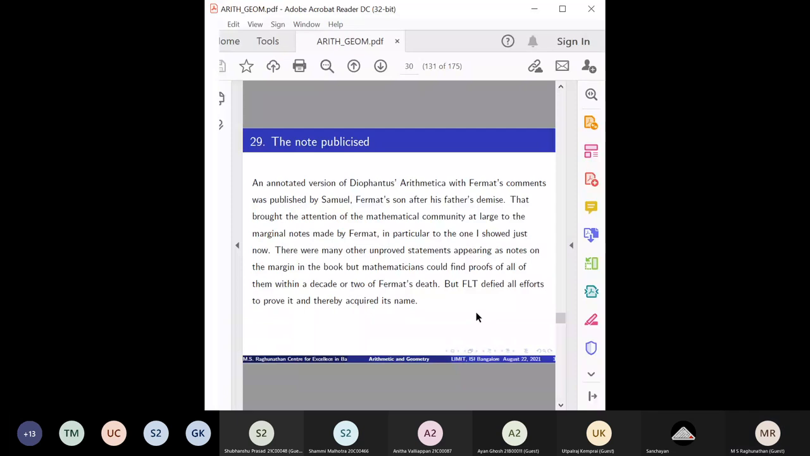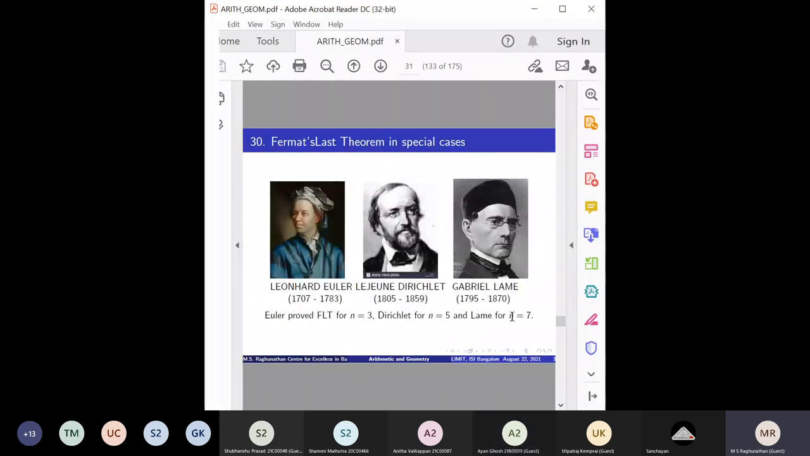In the next 300 years, efforts by many mathematicians resulted only in incremental progress, not much. Here are some of the mathematicians who attempted Fermat's last theorem and made incremental progress. There was Leonhard Euler, whom we have already met. He proved the theorem for the case n equals 3. Incidentally, Fermat had a proof elsewhere for the case of n equal to 4. For n equals 3, Euler devised a proof. And then there was Dirichlet, who proved it for n equal to 5, and Gabriel Lamé for n equal to 7. Euler belongs to the 18th century, these two to the 19th century.